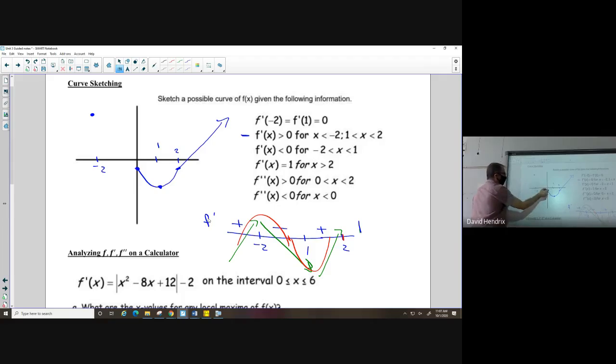And this is going to be concave. Sorry, this is concave up. Did I say concave down? Concave up. So concave up right there. Then the other section over here is going to be concave down. It's going to be something like that.